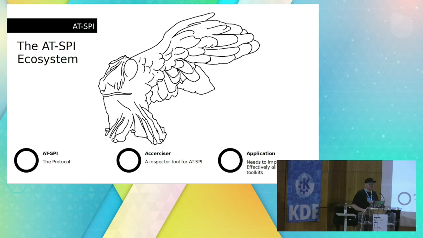We've been here, and here, and here, and here, here. Yes. So the ATSPI ecosystem. There's ATSPI, which is the protocol that defines how applications can be manipulated from the outside. There's one super important tool that's called Exerciser. It basically allows you to introspect what's going on inside ATSPI.